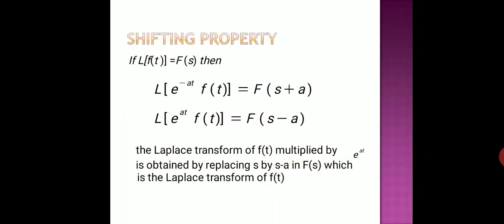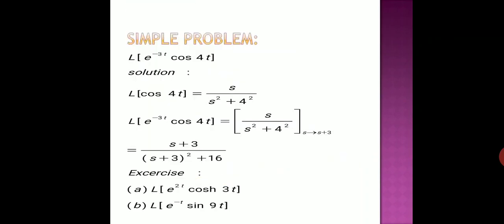Already we know the property. L of e power minus at into f of t is equal to what? Capital F of s plus a. Here also we are using that one. L of e power minus 3t cos 4t: the L of cos 4t value is s divided by s square plus 4 square, and then e power minus 3t is there. So s is replaced by s plus 3. This minus means we replace s by s plus 3. If it is plus, we use s replaced by s minus 3. Just replace s by s plus 3. Therefore, we get the answer: s plus 3 divided by s plus 3 the whole squared plus 16.